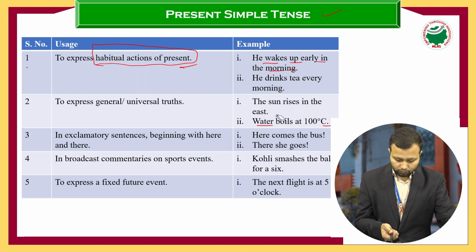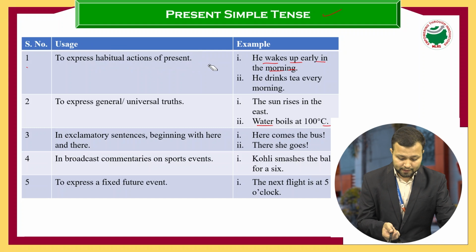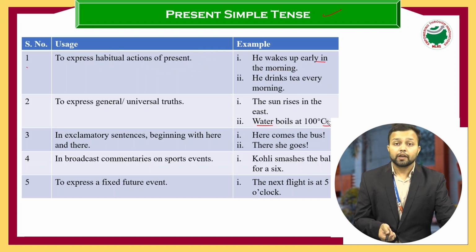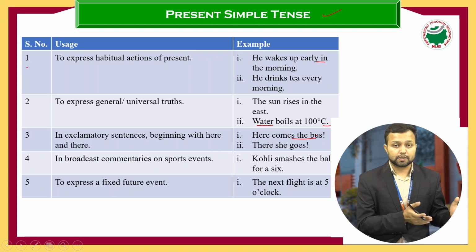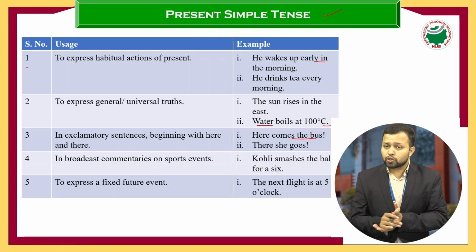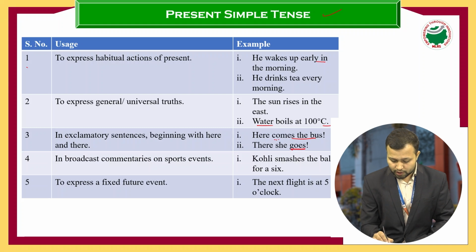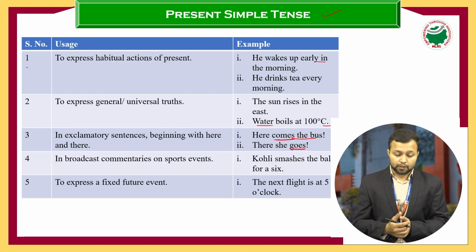Next is in the case of exclamatory sentences beginning with here or there. For example, here comes the bus. Here comes the bus. There she goes. Now in goes and comes, we are using present simple tense.